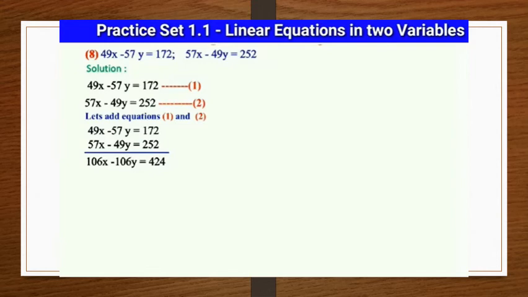57y minus 57y minus 49y will be again minus 106y. When we have same sign, we always add and place the same sign. So when we had plus plus, that is plus 49x plus 57x, we added and we have placed a plus sign there. For plus sign, we never place it there. It's understood. It's plus 106x.